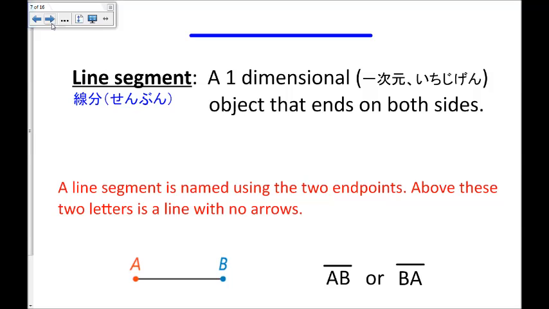Line segment. A line segment is a one-dimensional object that ends on both sides. Notice there are no arrows. A line segment is named using the two endpoints. Above these two letters is a line with no arrows. There's no arrows. Okay, this segment can be called segment AB or segment BA. Both are correct.